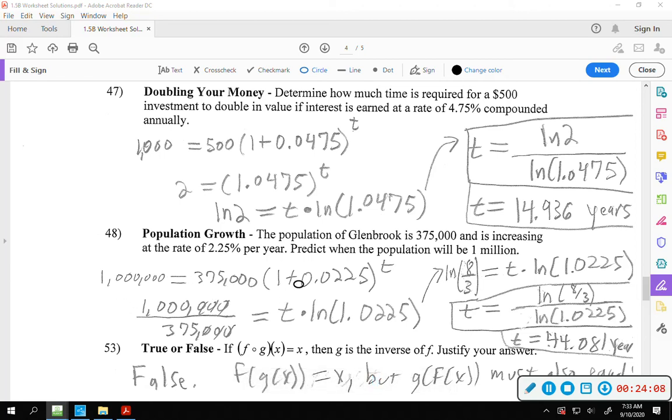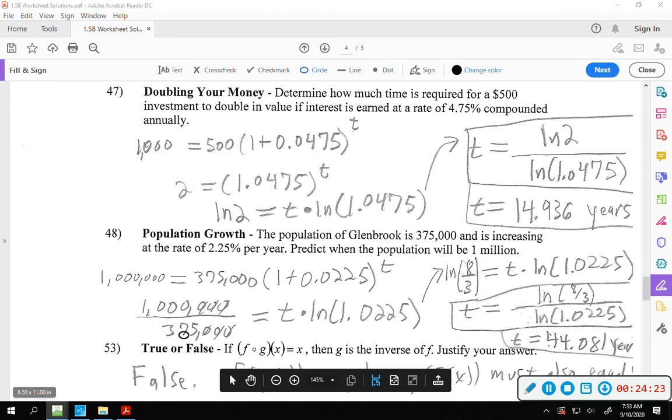We are growing. It's not decaying. Sometimes you could be losing population. Glenbrook is gaining population. 1 plus this number. So I add those together. Notice I divide both sides by 375.